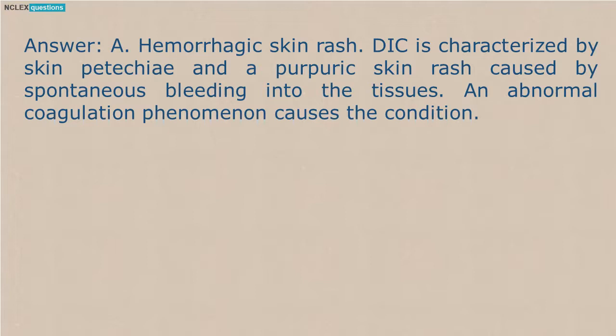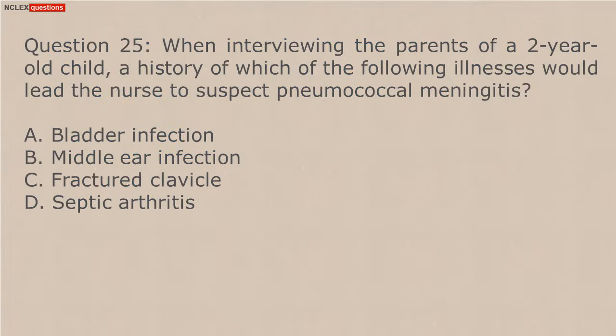Question 25. When interviewing the parents of a 2-year-old child, a history of which of the following illnesses would lead the nurse to suspect pneumococcal meningitis? A. Bladder infection. B. Middle ear infection. C. Fractured clavicle. D. Septic arthritis.